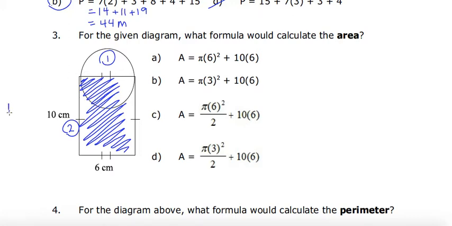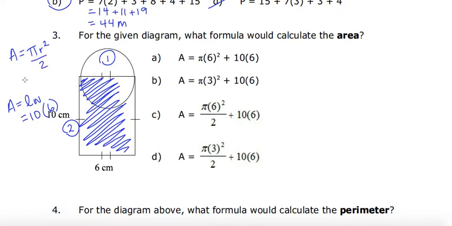So the area of my rectangle is length times width, or in our case, 10 times 6. If you did 6 times 10, that's fine. Order doesn't matter when we're multiplying. Now I have to think about the area of my semicircle. So I want to look at my formula sheet to figure out what the area of a circle is first of all, and that's pi r squared. And because I'm only using half of a circle, I want to divide that formula by 2.